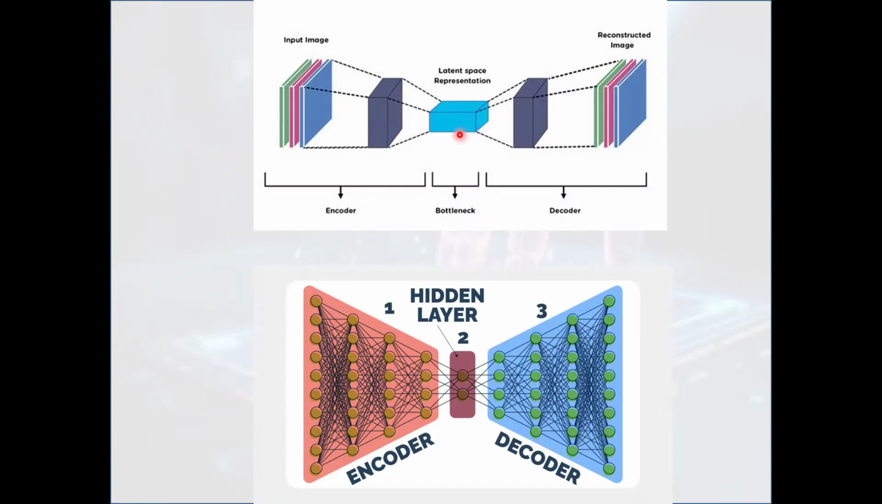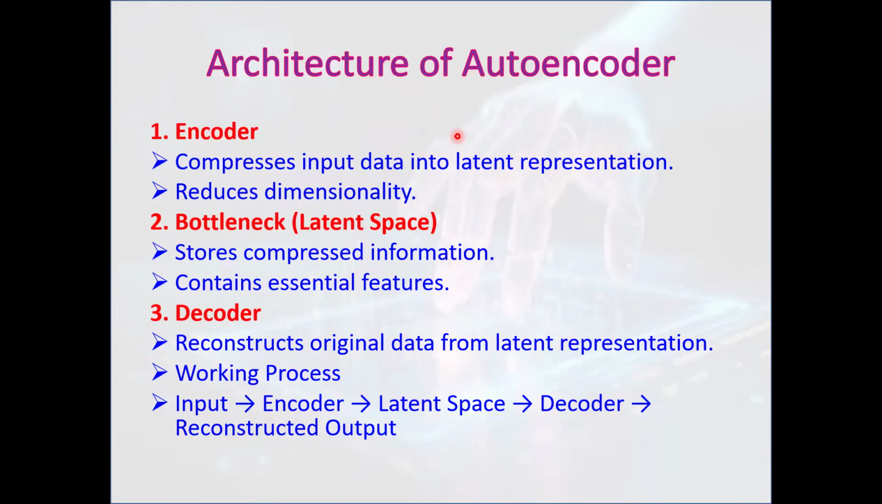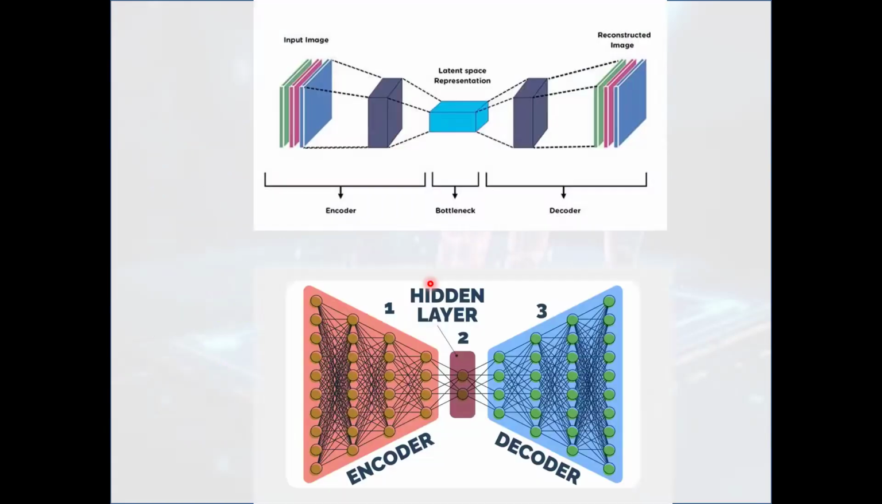It retains important characteristics while significantly reducing the data size, and it contains the essential features. Only the most informative features are preserved in the bottleneck layer. This layer enables efficient learning and reconstruction.